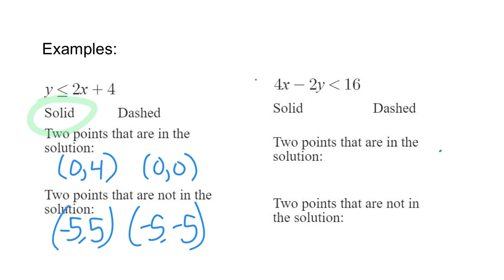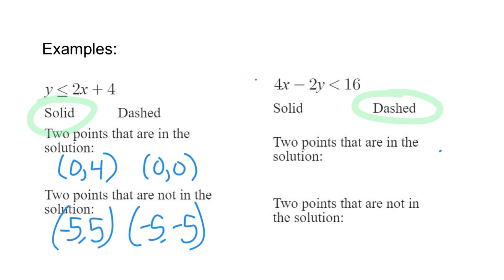This one, because it doesn't have an equal to bar in the symbol, it's just a less than, is going to be dashed. And that tells me that points that are in the solution can only exist in the shaded area. They cannot exist on the line. Points that are not in the solution would be on the dashed line or out of the shaded area.